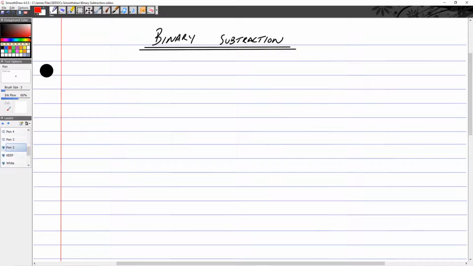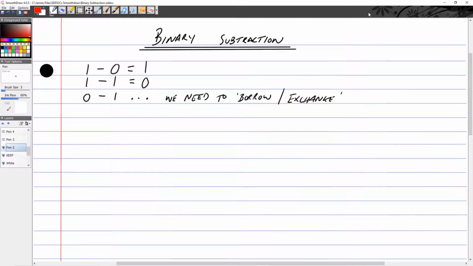Hello, so we're going to have a look at binary subtraction. The basics are, of course, like base 10. 1 take away 0 is 1, of course. 1 take away 1 is 0. But we sometimes run into problems when we have 0 in the top number, take away 1 in the bottom. So like with base 10, we just need to borrow or exchange to continue.